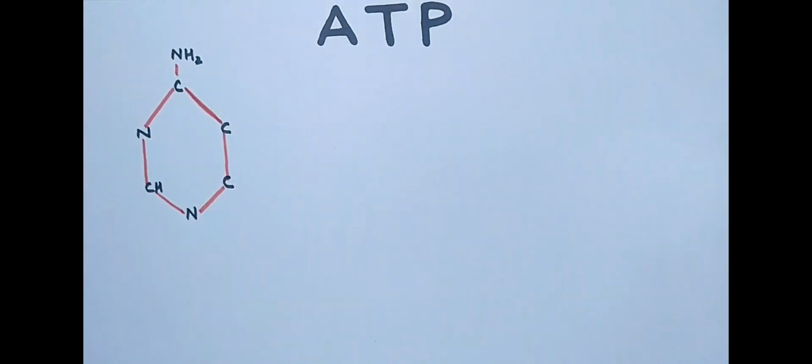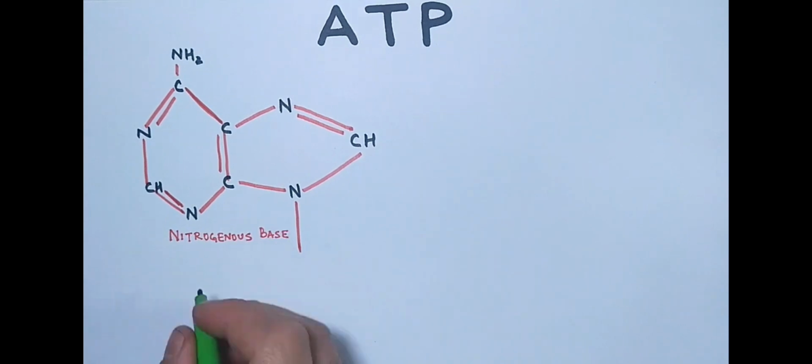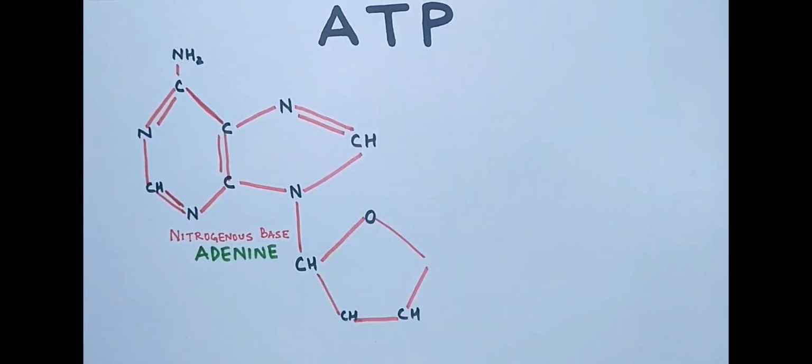As I have already termed this molecule as the energy currency of the cell, all the reactions in our body rely on this molecule in order to drive the reactions. First of all, let's see the structure of ATP molecule. When we draw the structure of ATP molecule, we have nucleoside part first. That's adenine, nitrogenous base, plus ribose sugar. So this forms the nucleoside part.